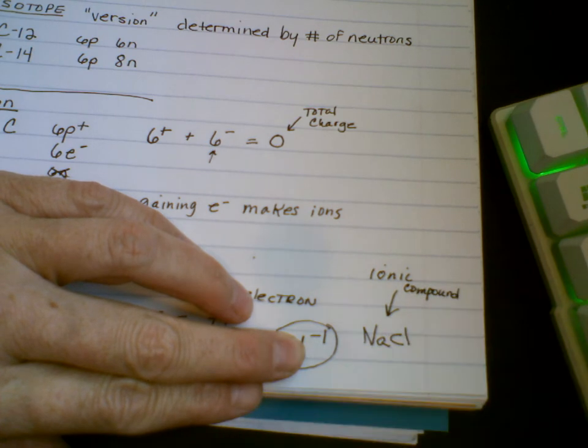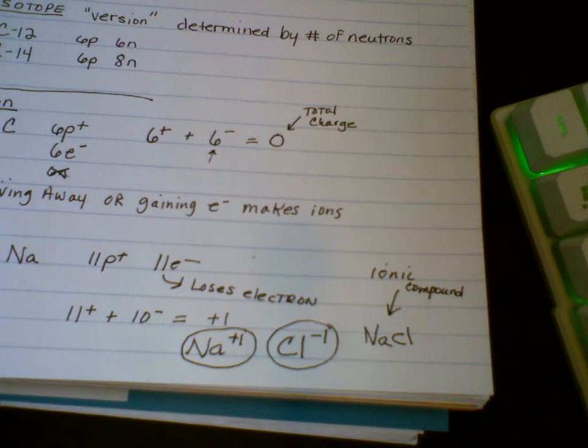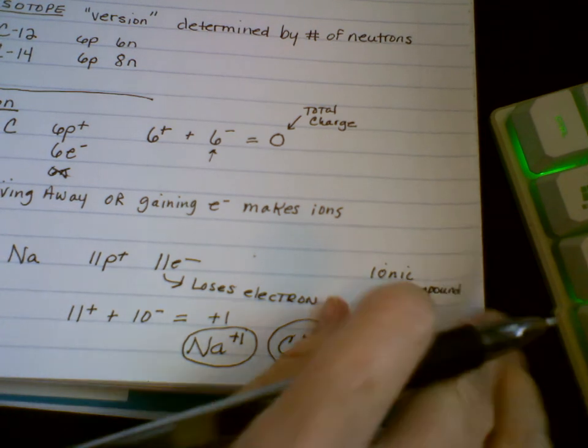So ionic compounds occur when ions stick together. So certain substances in nature are considered to be ionic compounds. Another type of substance you'll have in nature is something called a covalent compound.